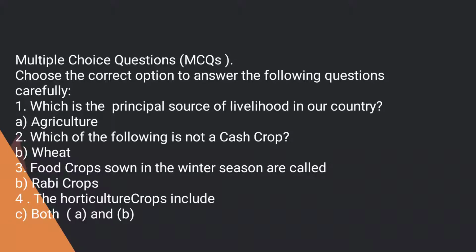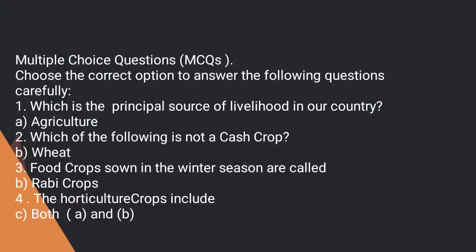Number 1, exercise A: multiple choice questions. Here three different options are given in your book and we have to choose the correct option from them. Firstly, which is the principal source of livelihood in our country? As we already know, we have discussed a lot about that, the principal source of livelihood in our country is agriculture. So the correct answer is agriculture.